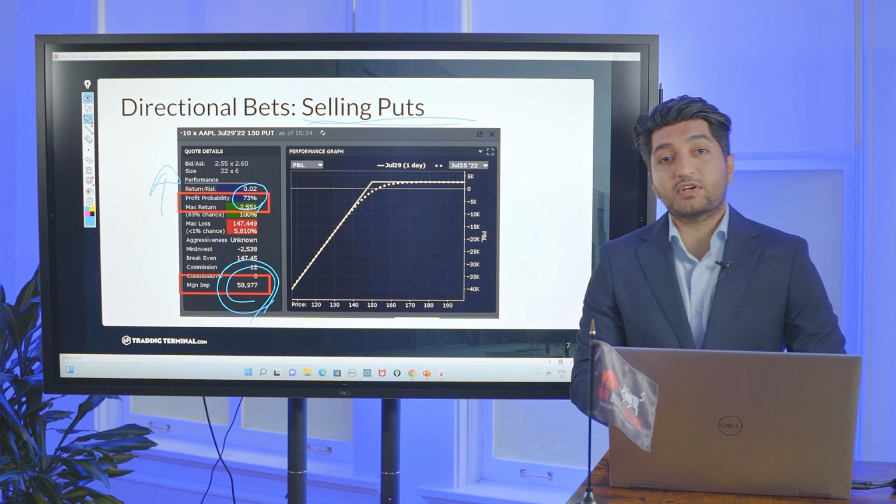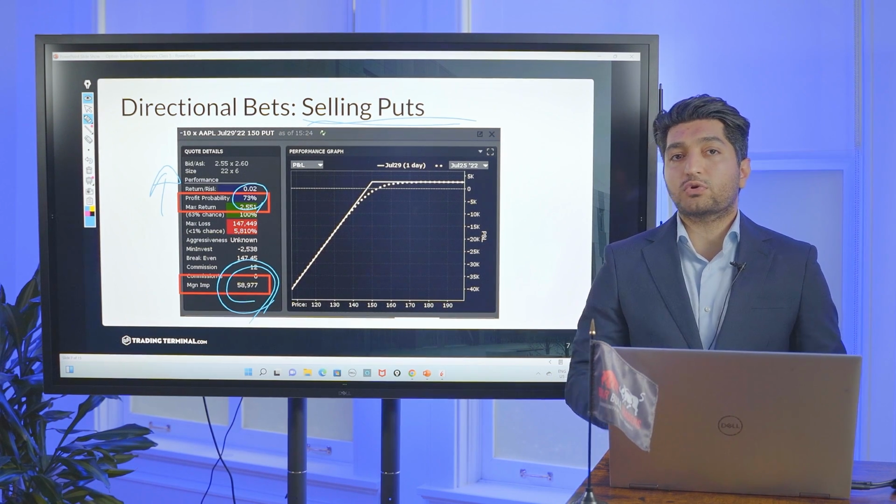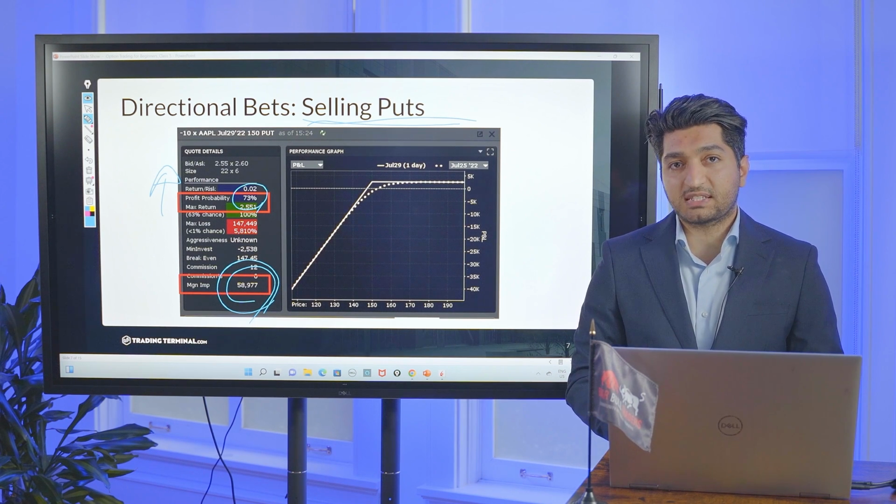If you need some refresher on margin and margin impact and how it is calculated, make sure to go check out classes 1, 2, and 3 prior to coming to this class.